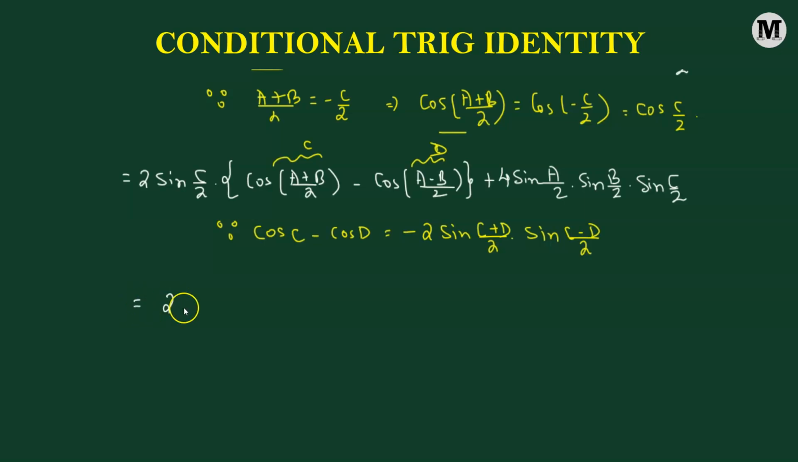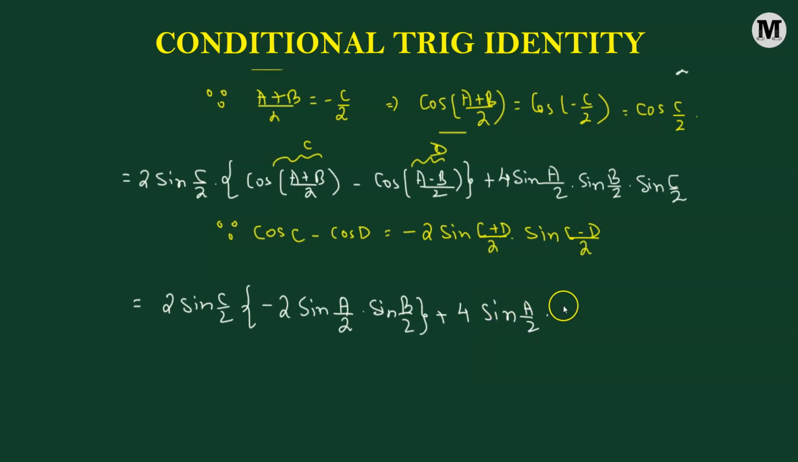Now let us further do the combination. So we get 2 sine C over 2 multiplied by negative 2 times sine of, now what is C plus D? So C plus D means A plus B over 2 added to A minus B over 2. That's going to give us positive A, and we have division by 2. So we get sine A over 2 multiplied by sine of, now we need C minus D over 2. So that's going to give us B over 2. And we have the remaining terms, 4 times sine of A over 2 times sine of B over 2 times sine of C over 2. Now here 2 times negative 2 is going to give us negative 4.